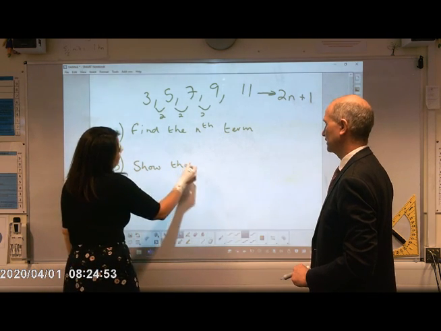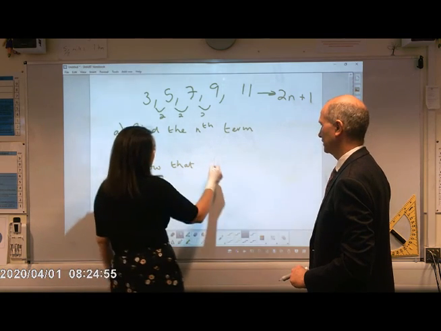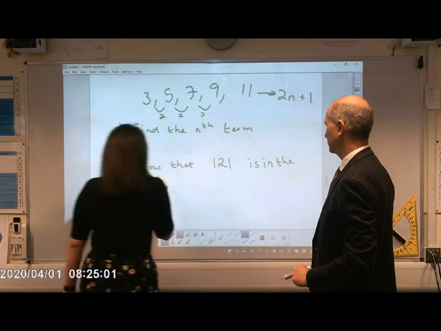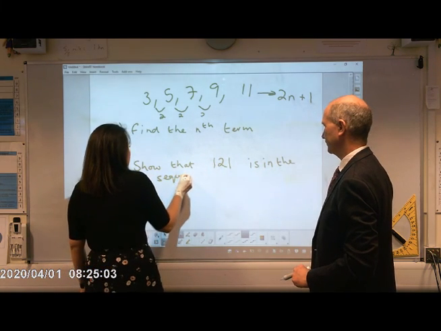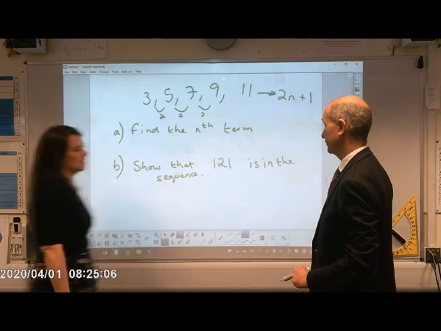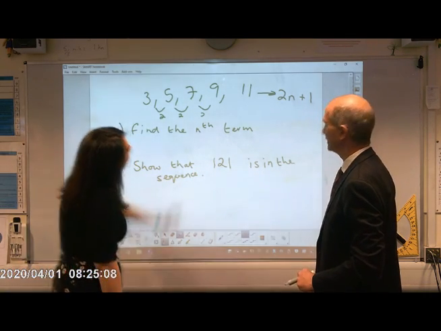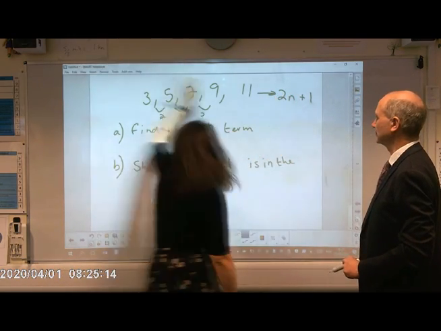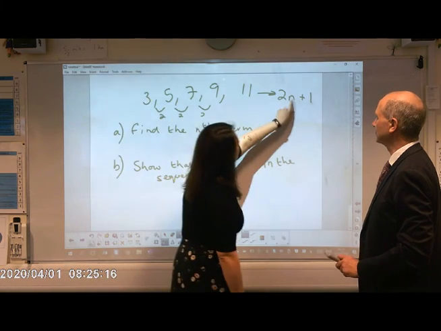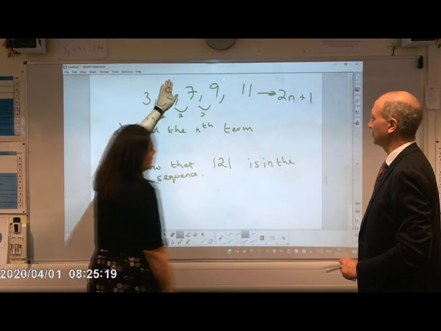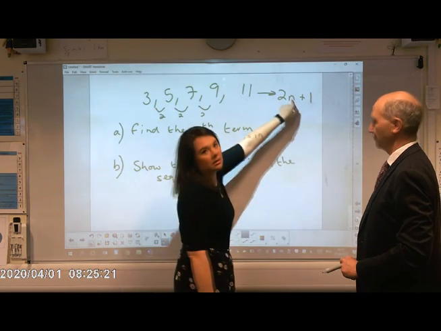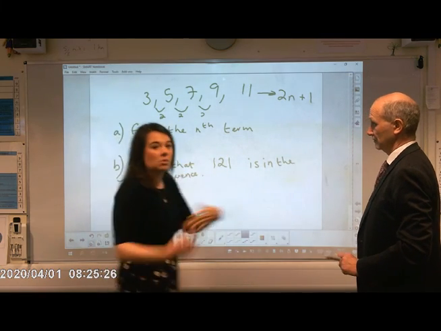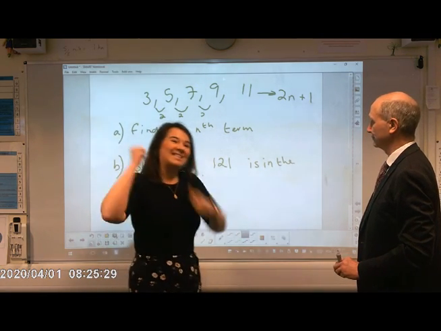that, now it could choose anything, so I'm going to go with 121 is in the sequence. Now, if you want a method that works every single time, you will choose this method. So, as we said, if I put in 1, 2 times 1, and add 1, I get this number here. 2 times 2 for the second term, add 1, I get this number here. Is there a number that I could put in here that would give me 121? That's what we're trying to prove. Because if there is, that means it's in the sequence.